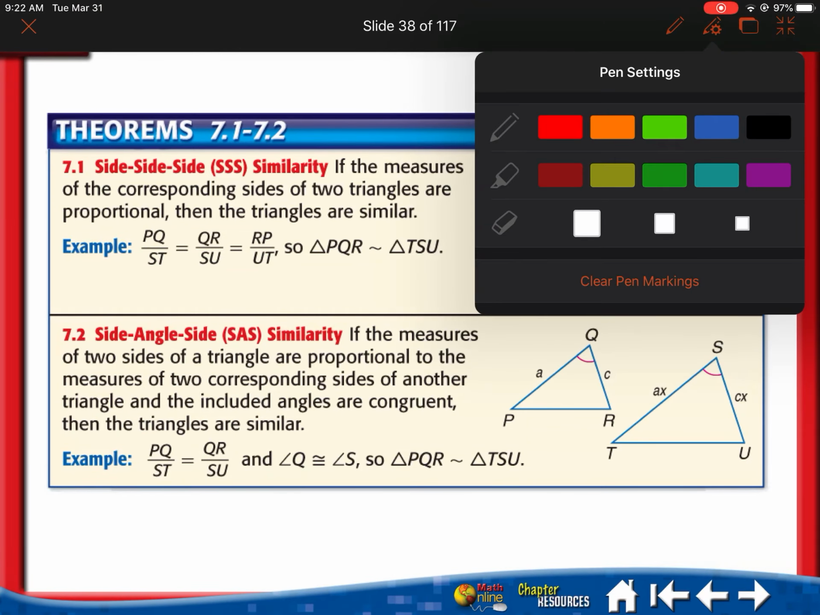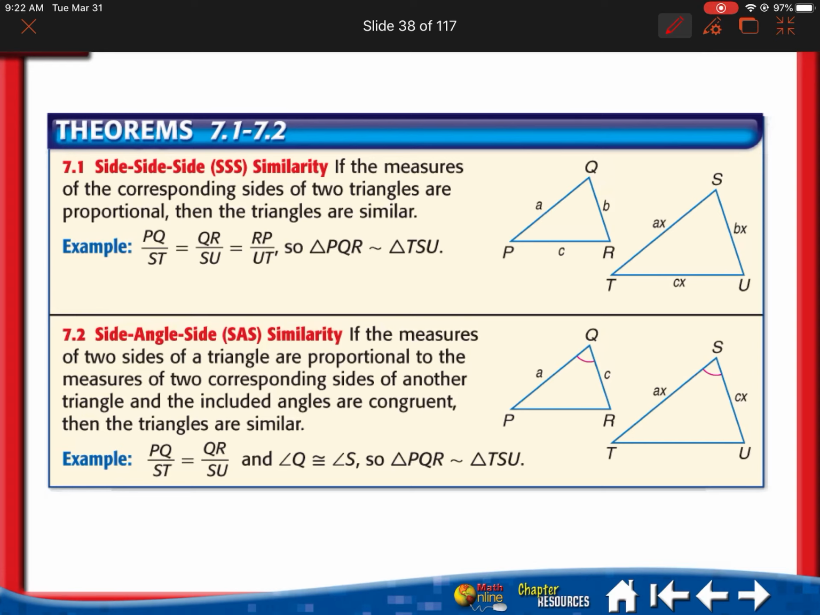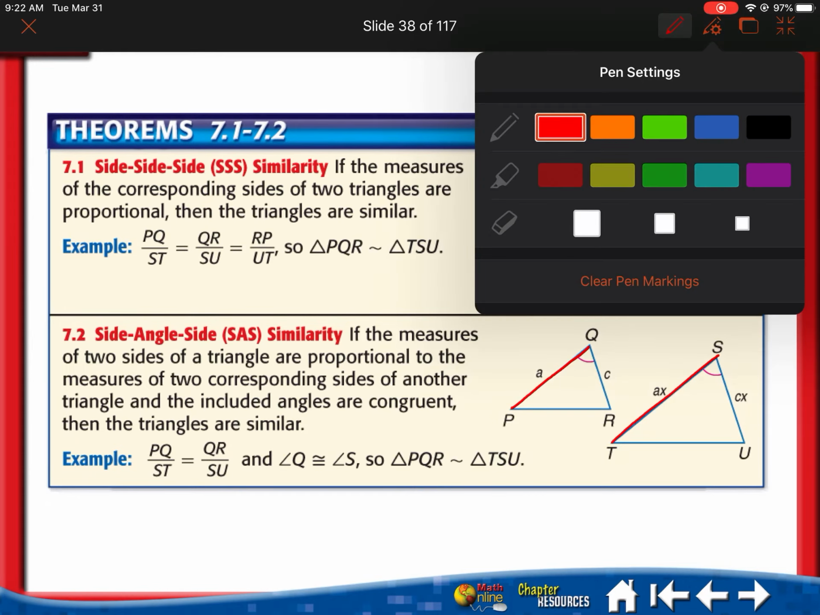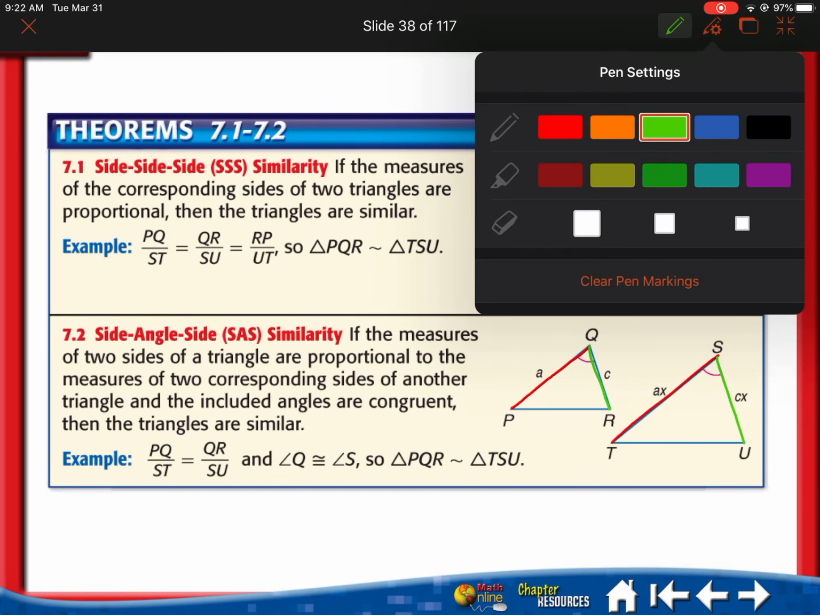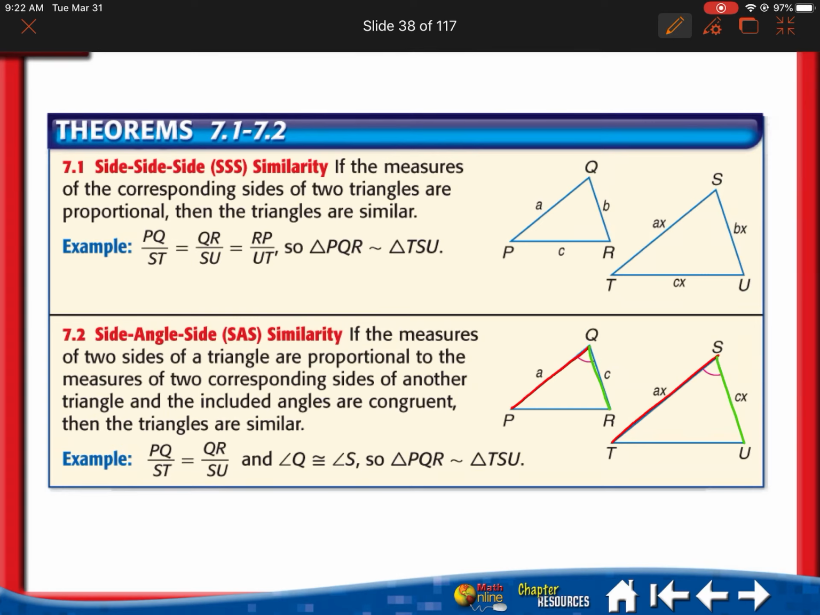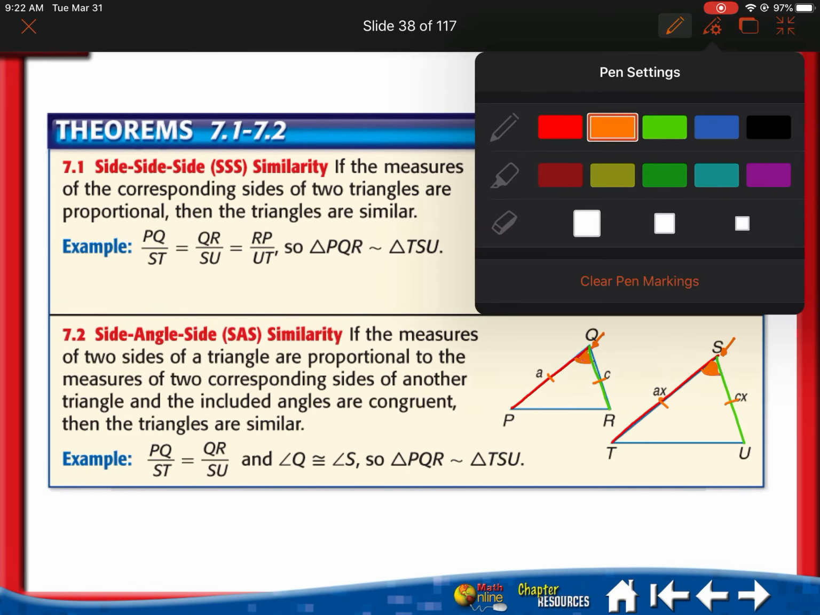What they mean by included angle: if I look at side PQ and we say that is corresponding to side TS and they are proportional to one another, and then we say QR and side SU, if we know those two are proportional, the included angle is the one that is created by those two sides, because remember we need two sides to create an angle. So therefore we have side, angle, side. The angle just has to be between the two sides. If we know that, then we know that the two triangles are similar.